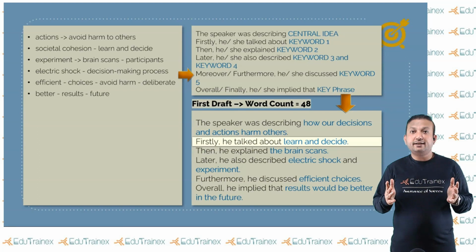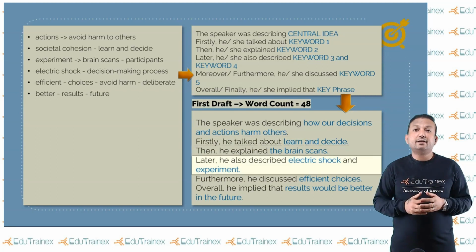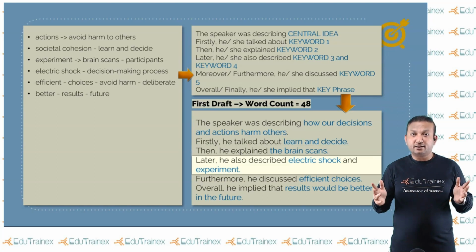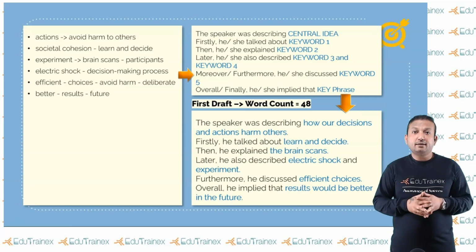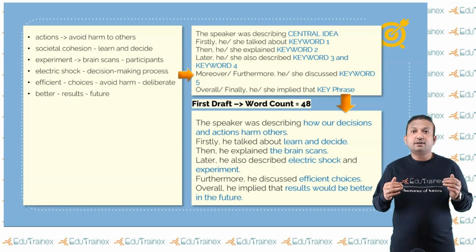So I say firstly, he talked about learn and decide. Then he explained the brain scans. Later, he also described electric shock and experiments. Furthermore, he discussed efficient choices. And now we are left with a conclusion. So you need to write what the speaker wanted to convey or imply.